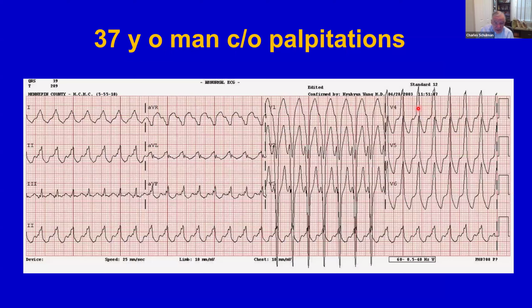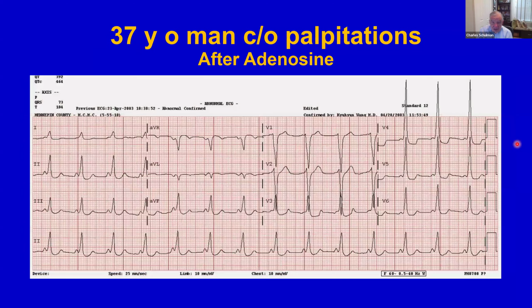Now here is a regular tachycardia with wide complexes. Okay, a 37-year-old man who complained of palpitations, and these bizarre QRS complexes with a left bundle type appearance. Okay, and this man was given adenosine, and after he had adenosine, he went back into sinus rhythm.